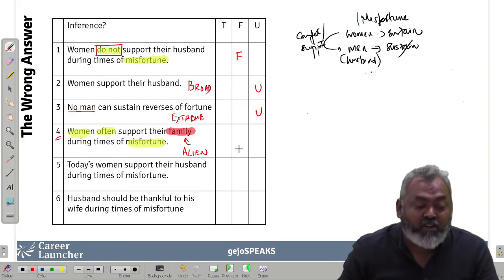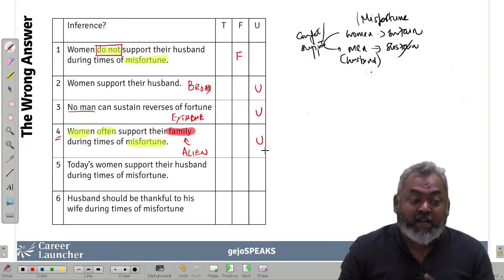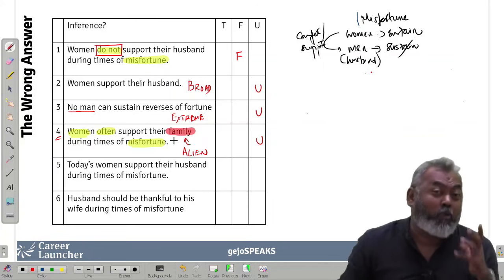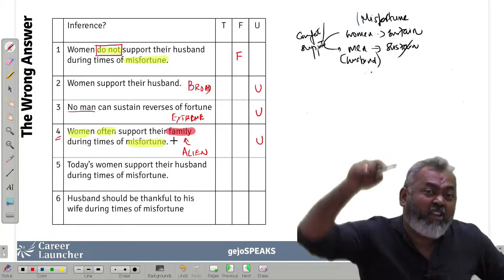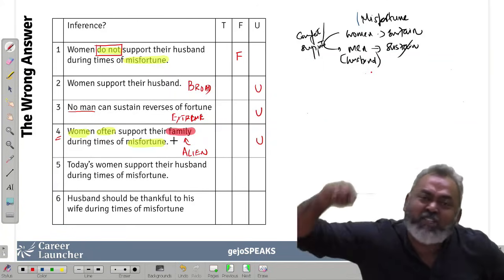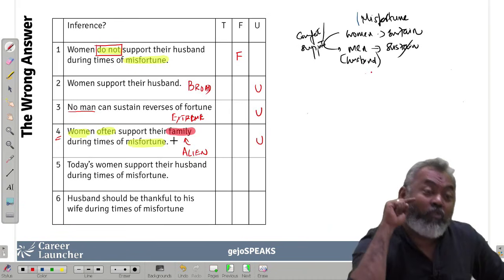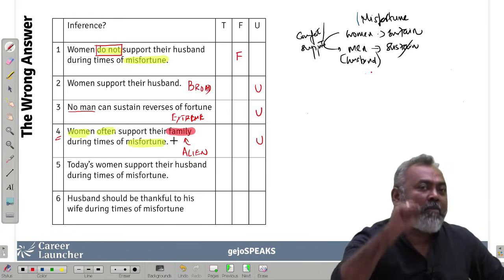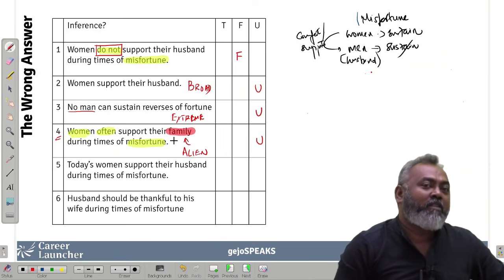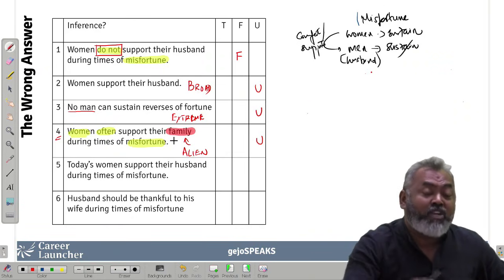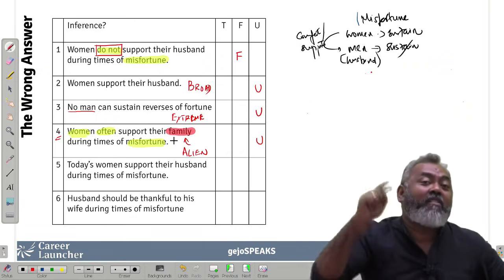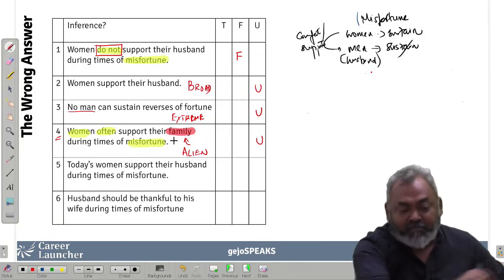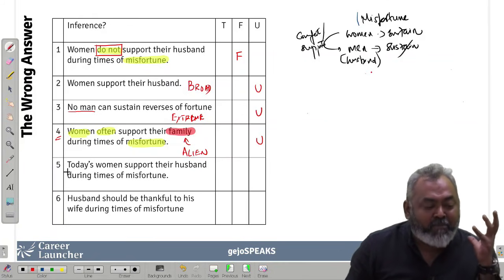Because it is alien to the discussion, it is uncertain, right? Now you might be thinking it's probably true, but we want something that is definitely true, something that is 100% certain. This is not 100% certain. The passage does not give information about family. The passage just gives information about women supporting their husband. Therefore, ladies and gentlemen, this answer choice is something that is uncertain. And let's look at statement number 5. Today's women support their husband during times of misfortune.